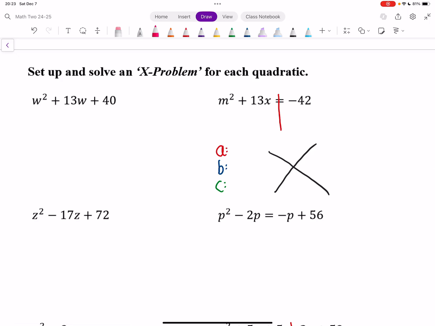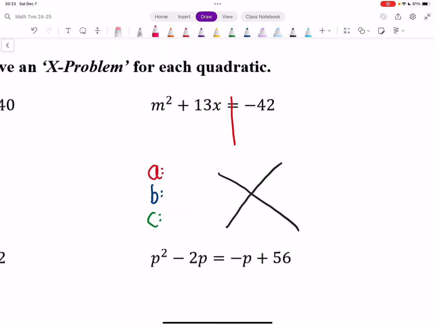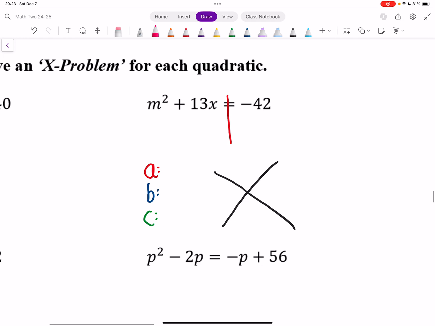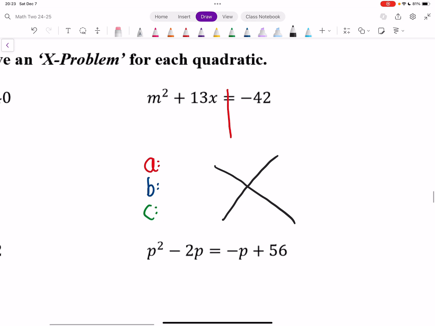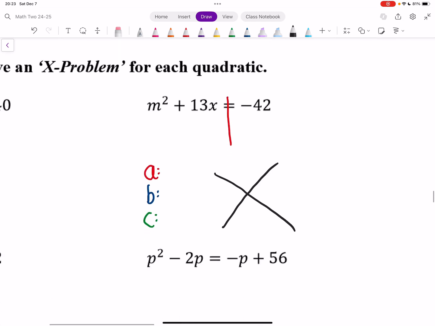Let's talk about a couple more complicated problems that require a few more steps where we need to set up and solve an x problem for each quadratic. You'll notice here, first of all, that there's obviously a typo. This should also have an m in it. We would not be able to solve this problem if they had 2 different variables. So please make sure you change that on your notes so that it has an m.